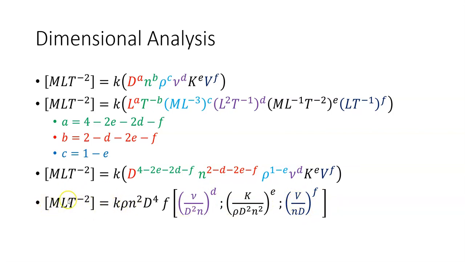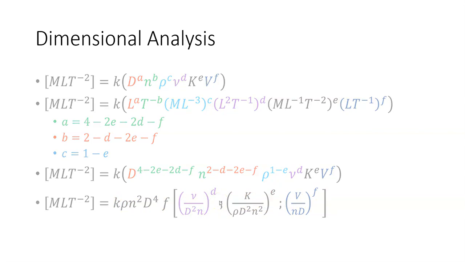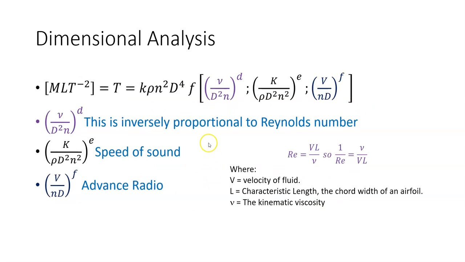Okay, so now, don't forget, our thrust is equal to these values here, and then some function of these factors. Okay, so if I look at this part of it first, nu over d squared n, that relates to the Reynolds number. So if I look at Reynolds number, it is the velocity v times the characteristic length L over the viscosity.